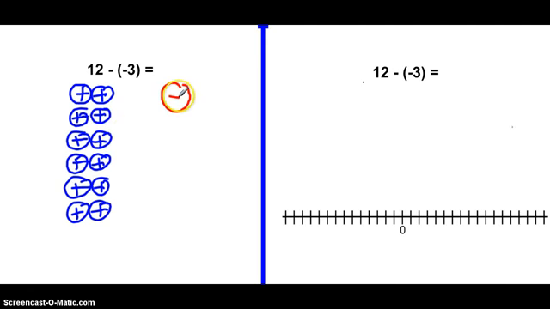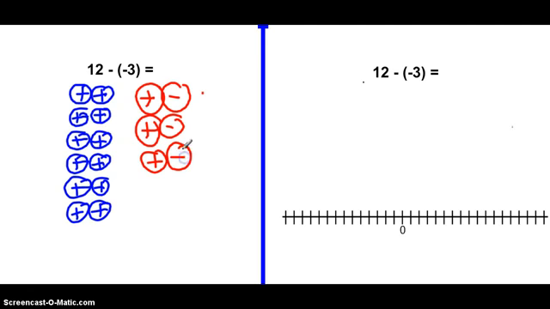12 and a negative 1 will mean 11. I can't change the initial value of the 12 before I do my taking away. So we can bring in a 0 pair because 12 plus this 0 is still 12. And we know that we're going to need 3 negative chips to take away. So I'm going to make 3 0 pairs.